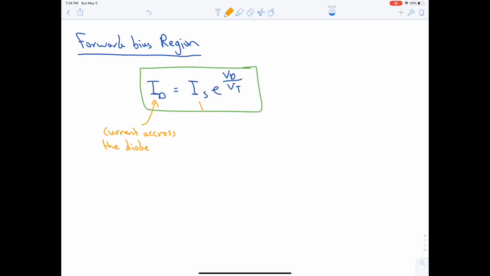IS is the saturation current, which comes from the manufacturer. VT is the thermal voltage, which is equivalent to 25 millivolt at room temperature. VD is the voltage drop across the diode.